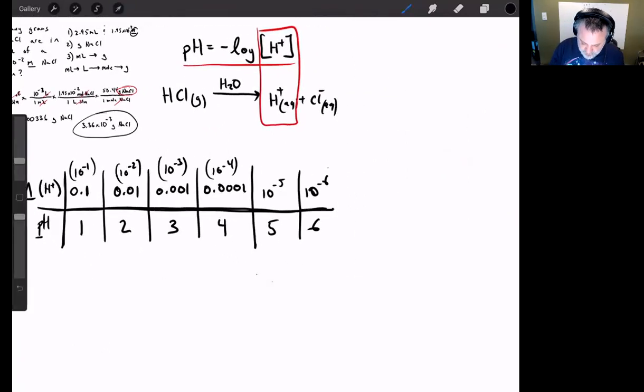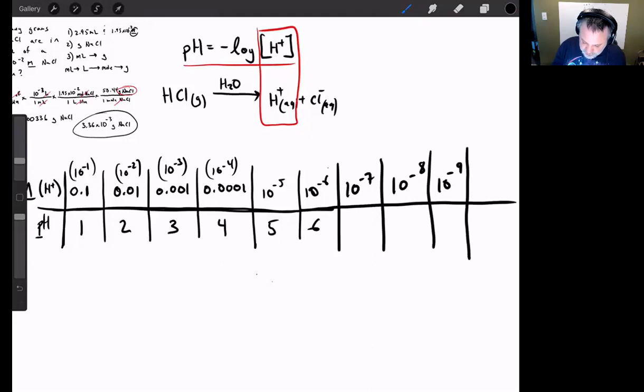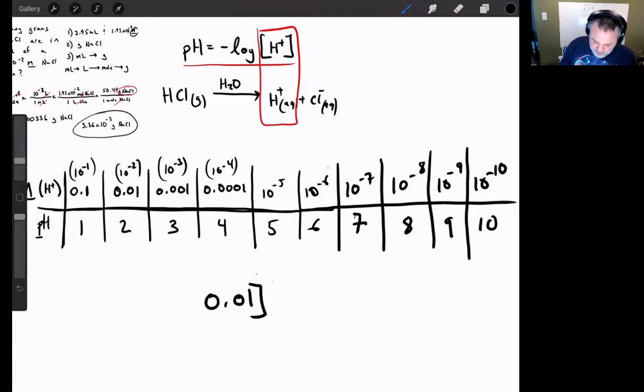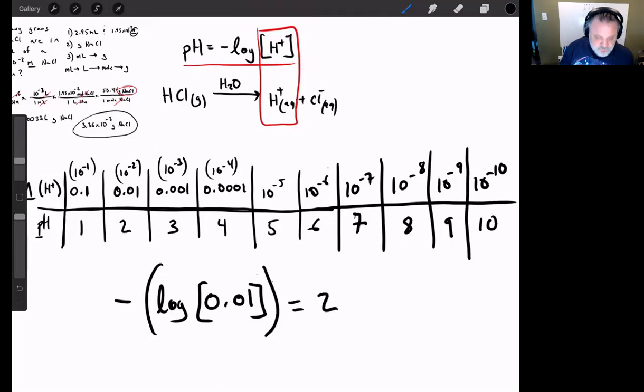Let's expand this out just a little bit longer. What if it's 10 to the minus 7? What if it's 10 to the minus 8? What if it's 10 to the minus 9? 10 to the minus 10. Can you see the pattern now? 7, 8, 9, 10. And you can do this in your calculator. You could actually stick in 0.01, press the log button, and then whatever answer you get, make it negative. Guess what you get? 2. Okay. And that's your pH, if this is the concentration.